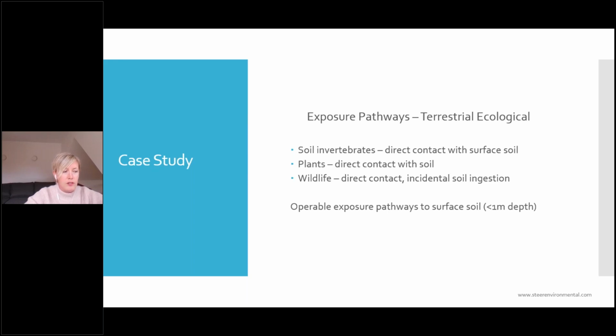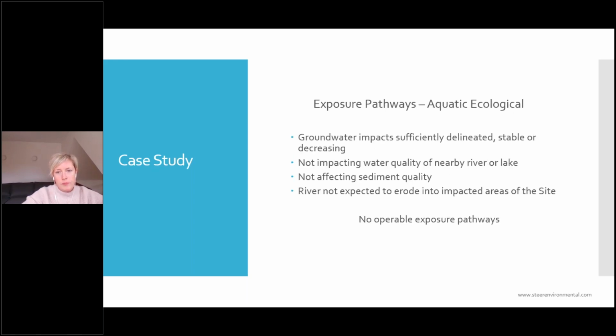We decided that was of minor significance because the COPCs that we were dealing with, VPH, don't bioaccumulate and they don't biomagnify. Then we looked at aquatic ecological receptors. We know that groundwater has been sufficiently delineated. We know that contamination is stable or decreasing in concentration or extent. We know from analysis that there was no impact to water quality in the nearby river or lake. We know that the sediment was similarly not affected.